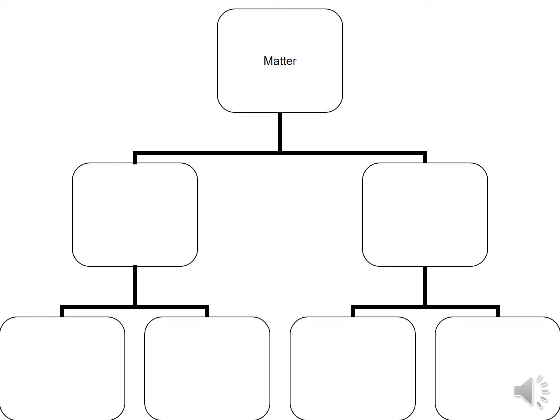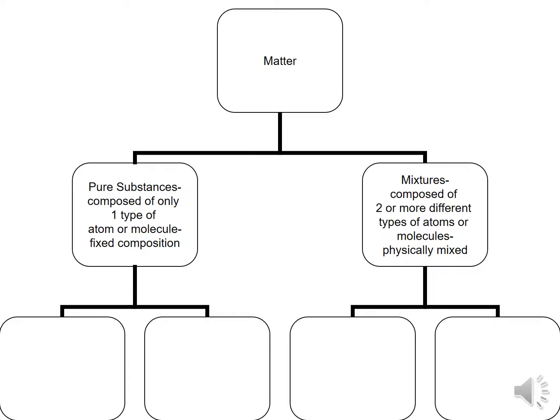If we use the classification system, we first learned this in Chem 1, starting with matter, we go through the dichotomous key and ask ourselves, what are the two main kinds of matter? Well, matter that can be simplified and broken down by physical means are called mixtures. Mixtures are composed of two or more different kinds of atoms or molecules. They're physically mixed, not chemically combined.